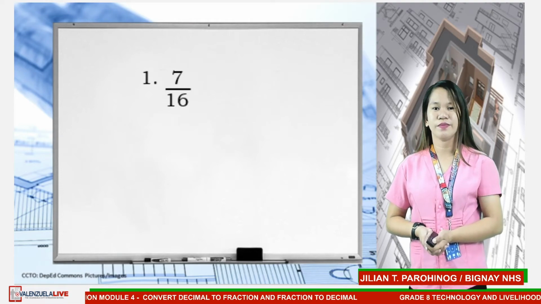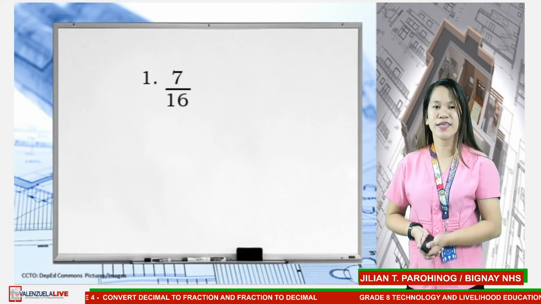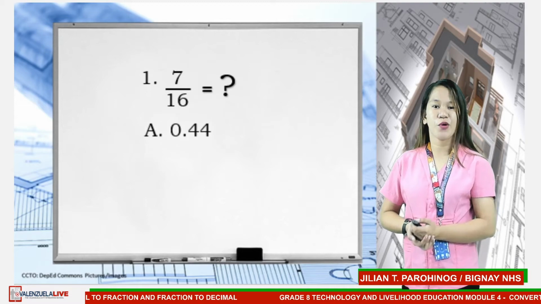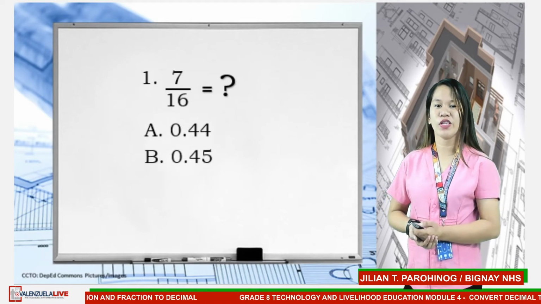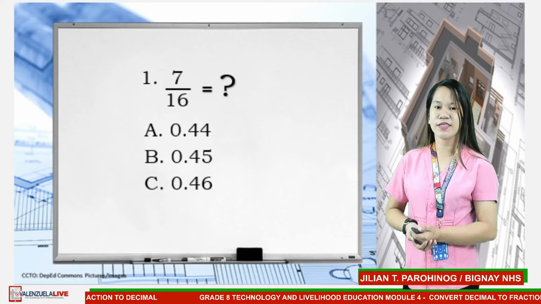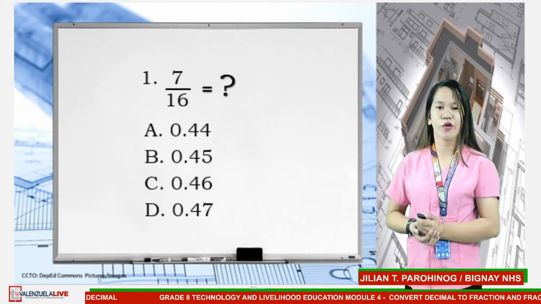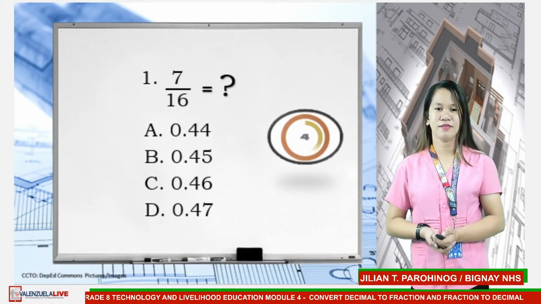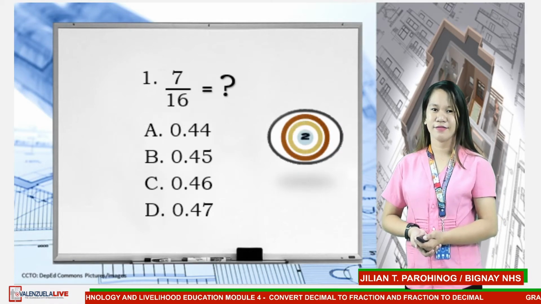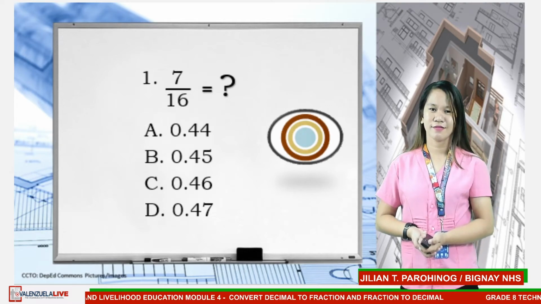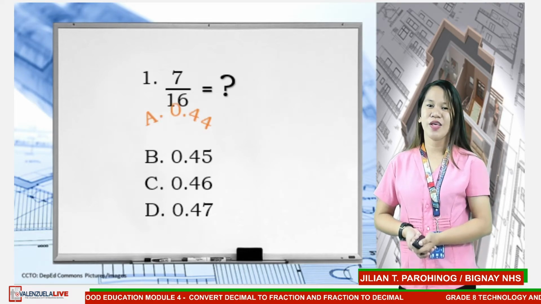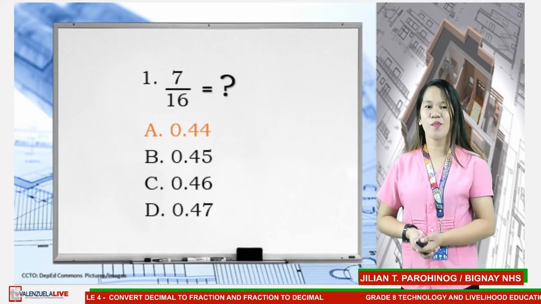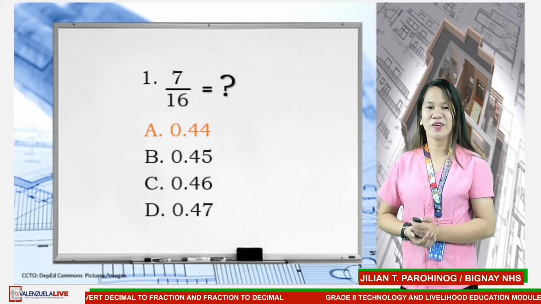Number 1. 7/16 is equals to, is it A, 0.44, B, 0.45, C, 0.46, or D, 0.47? Your timer starts now. Time's up. The correct answer for number 1 is letter A, 0.44. Good job, class.